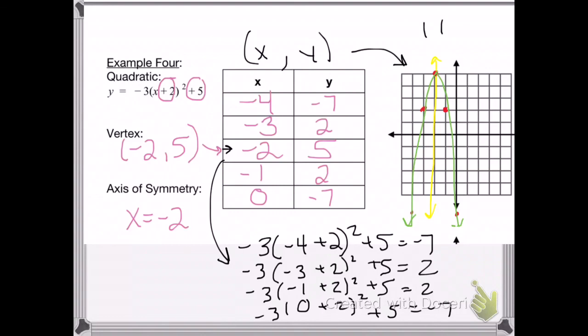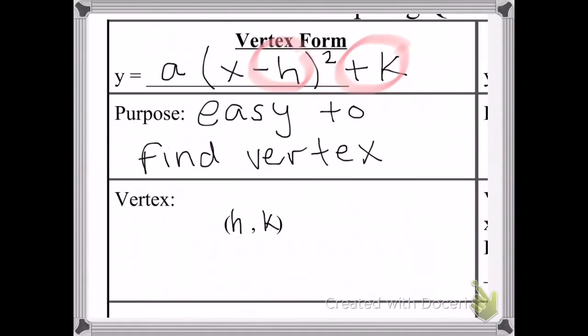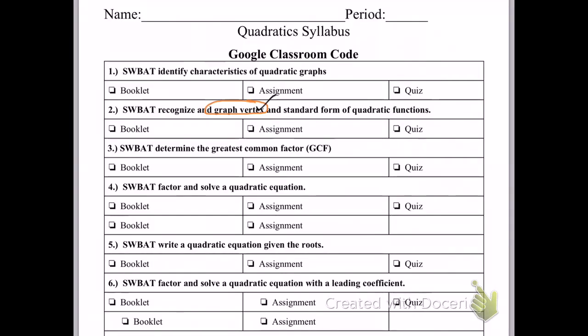We graphed in vertex form. So we're going to go ahead and check the vertex off, but tomorrow we'll be doing standard form.